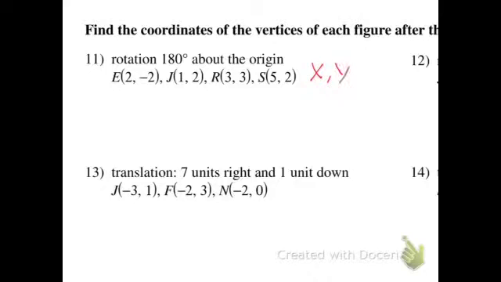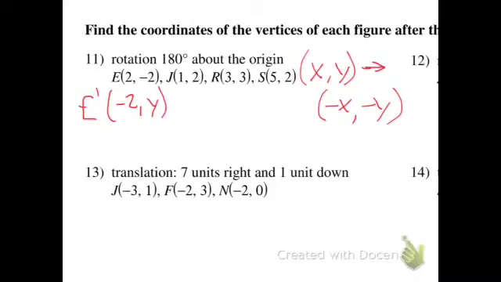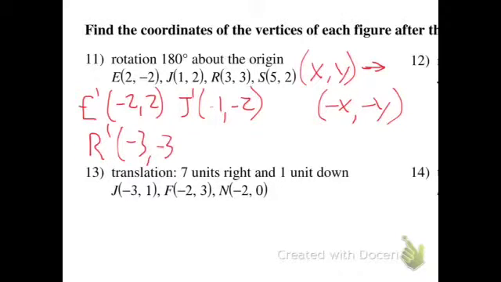So if you remember earlier, if you do a 180 degree rotation, you take your x and your y and just make them the opposite sign. So if we're trying to get E prime, we just take our coordinates and make them the opposite sign. So it becomes (+2, -2)... J prime is going to be at (-1, -2). R prime is going to be at (-3, -3). And S prime is going to be at (-5, -2). And that's all there is for 11.